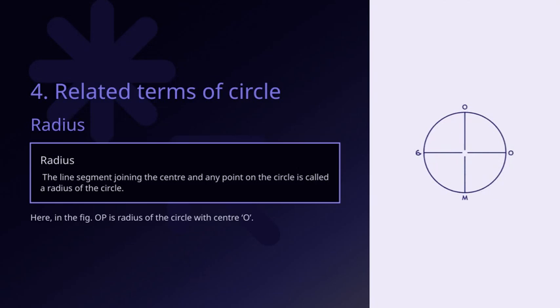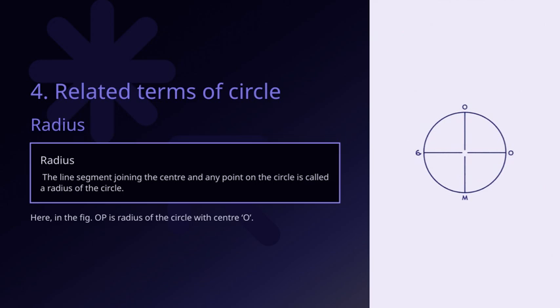Here, in the figure, OP is the radius of the circle with center O. The line segment that joins the center O to any point on the circle is called a radius of the circle. So, essentially, the radius is the distance from the center to any point on the circumference. This is a fundamental concept because it helps us understand the size of the circle and is key to many other properties we'll explore later.